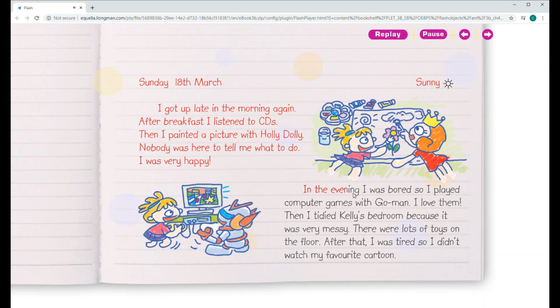In the evening I was bored, so I played computer games with Go Man. I love them. Then I tidied Kelly's bedroom because it was very messy. There were lots of toys on the floor.